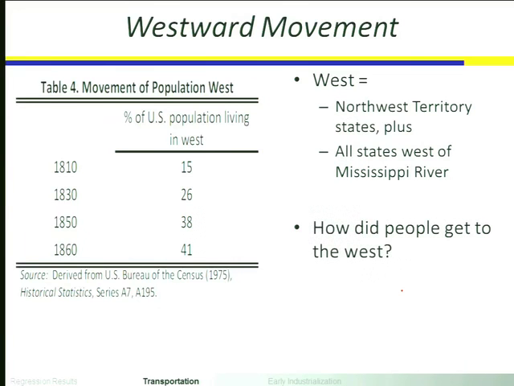There were no interstate highways. There was no transcontinental railroad. There was a bunch of land out there. And so the question is, how did the people get there?